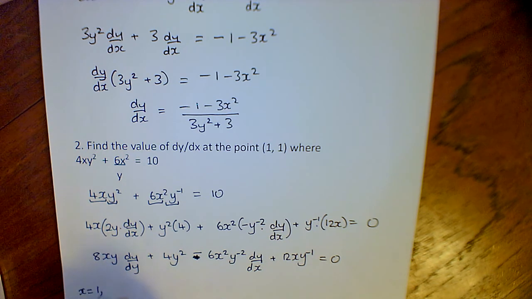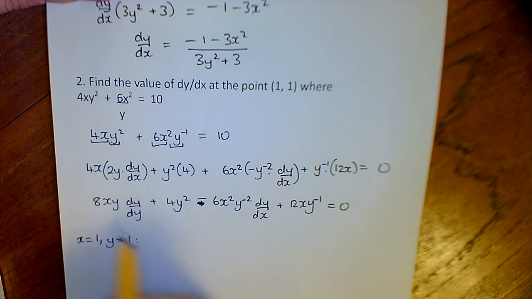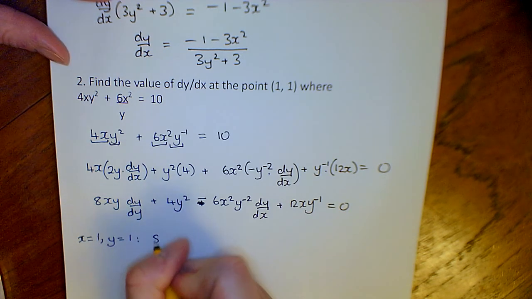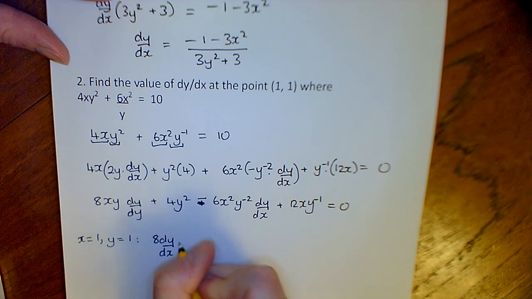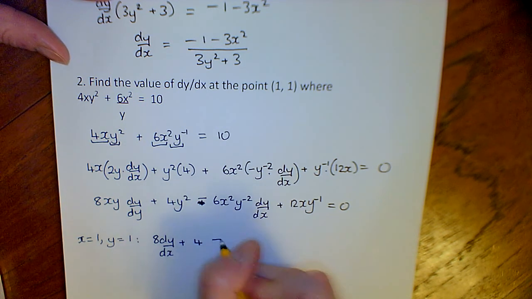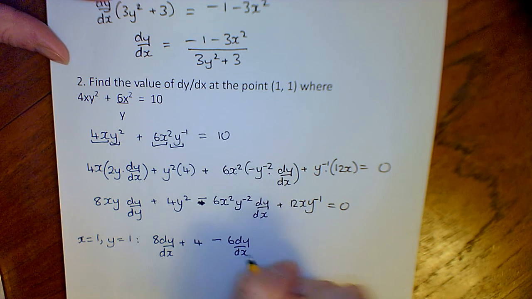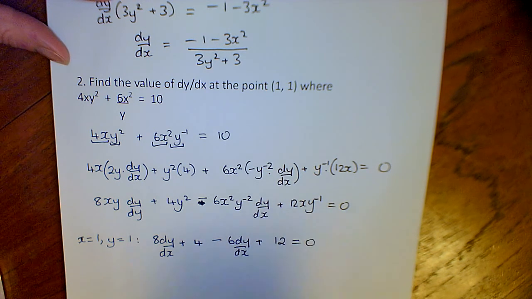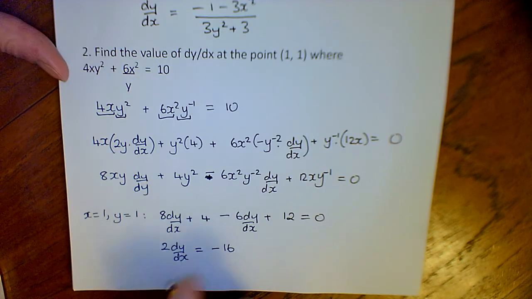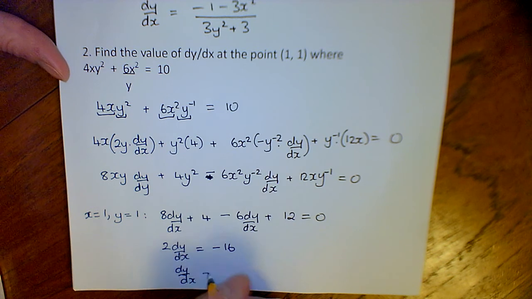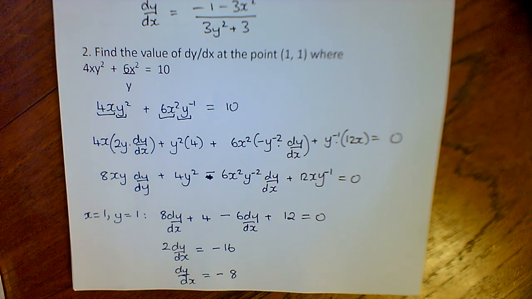So x is 1 and y is 1, so put that into our equation here. We get 8 dy by dx plus 4 minus 6 dy by dx plus 12 equals 0. So 8 dy by dx take away 6 dy by dx is 2 dy by dx. Your 4 and your 12 are 16, and I'm going to bring that across and make it minus 16. So dy by dx at that point is minus 8.